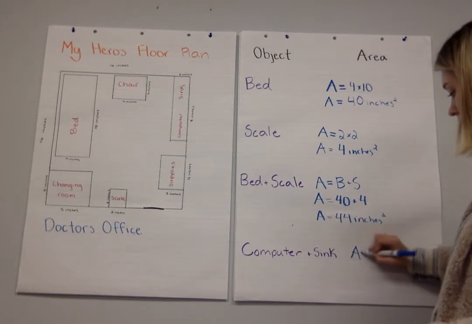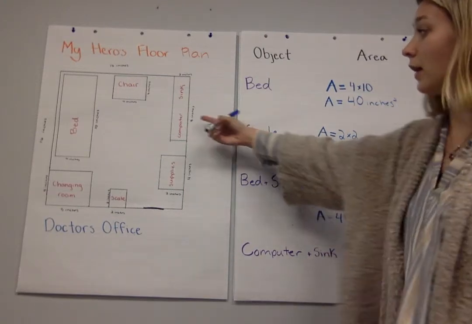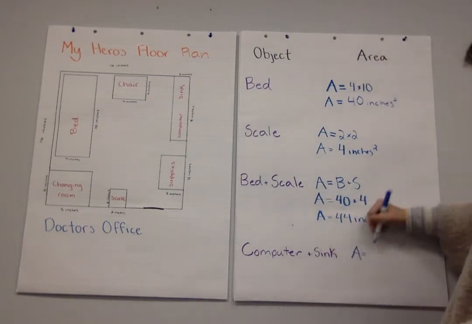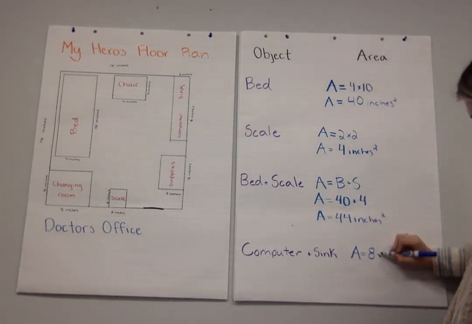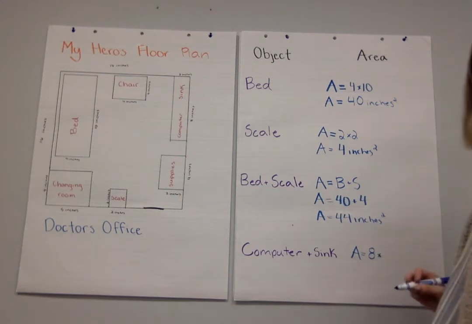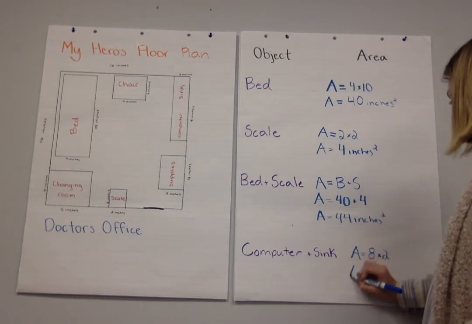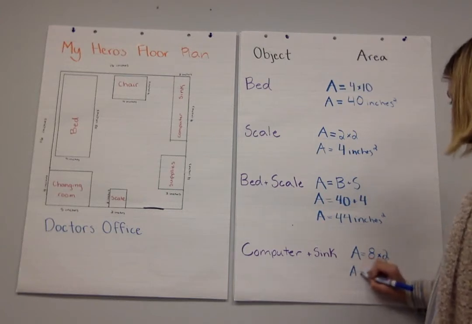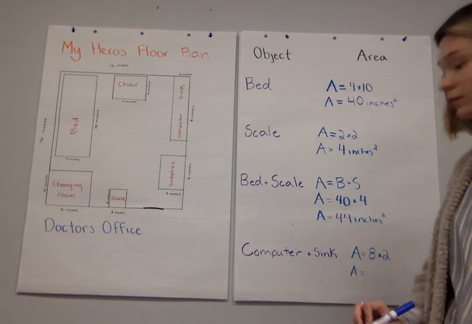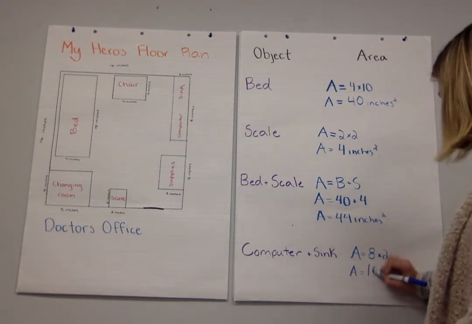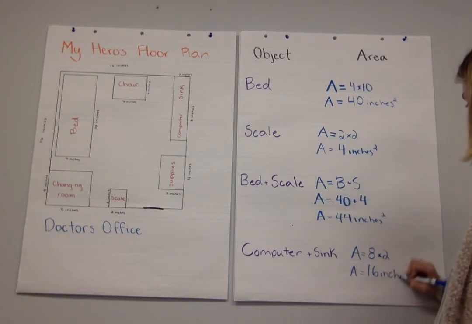So we know that we need to multiply the length times the width. Our length is 8 inches. And our width is 2 inches. Everyone, what is 8 times 2? 16 inches squared. Very good.